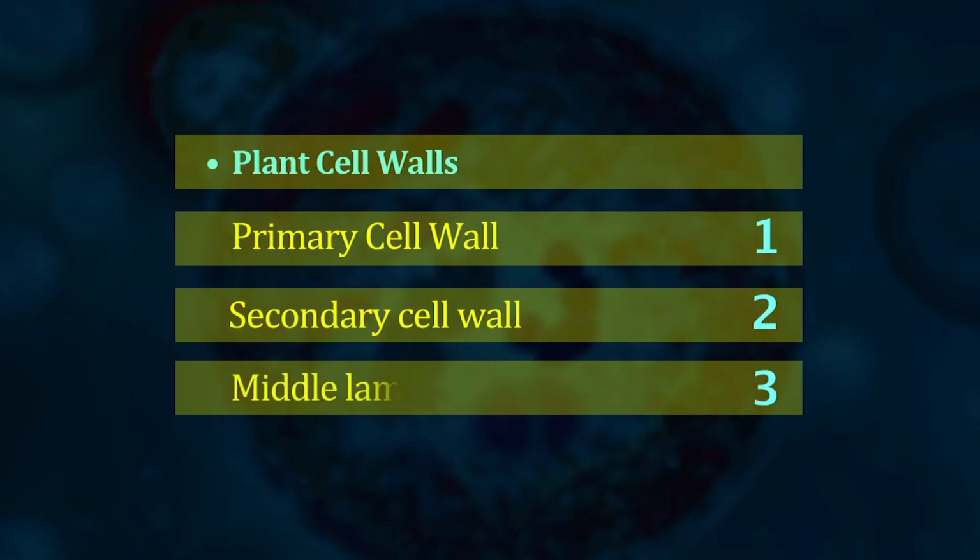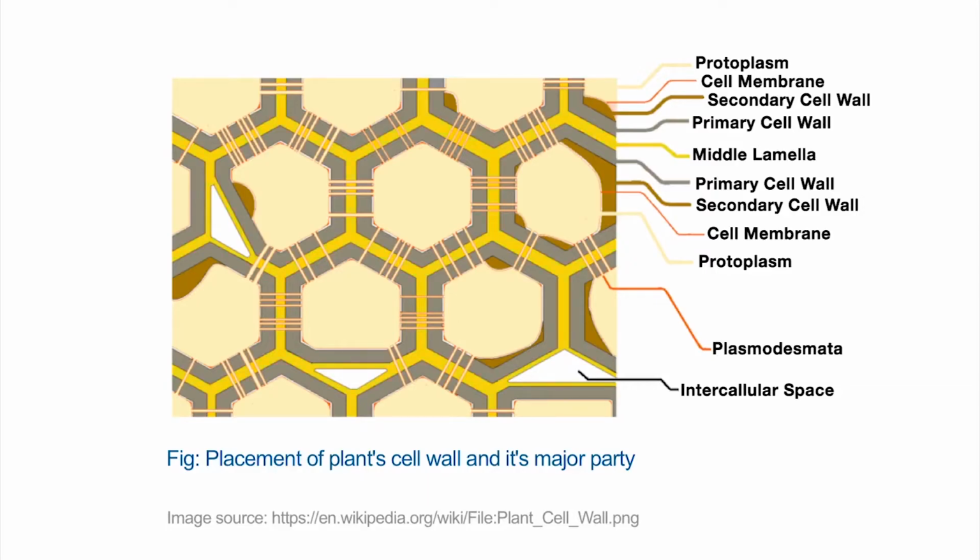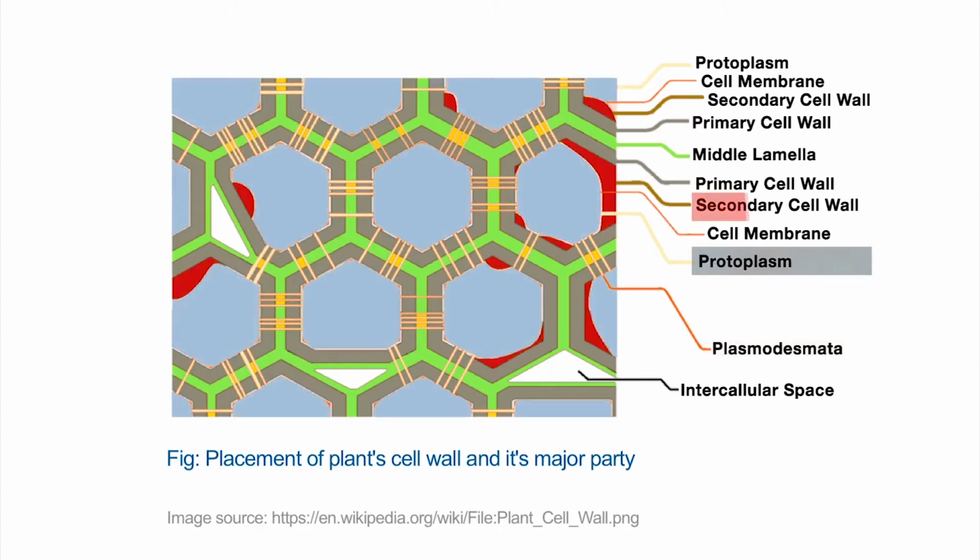The next layer is the middle lamella. It is the outermost layer rich in magnesium and calcium salts of pectic acid. This forms the interface between adjacent plant cell walls, while cell-to-cell communication occurs through plasmodesmata, which interconnect the cytoplasm of adjacent protoplasts through the secondary cell walls.